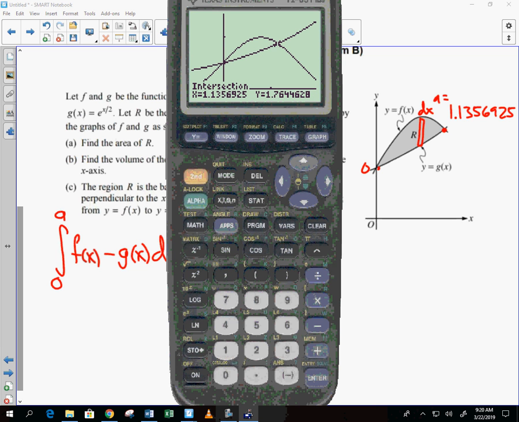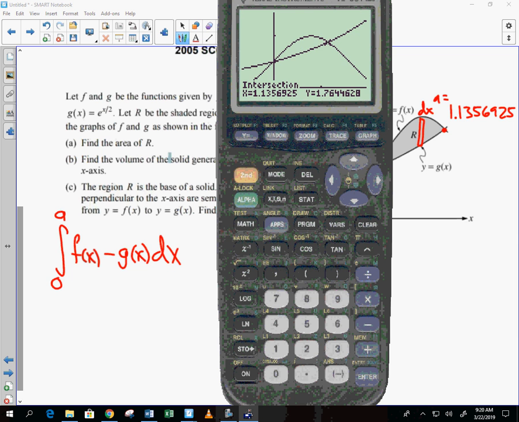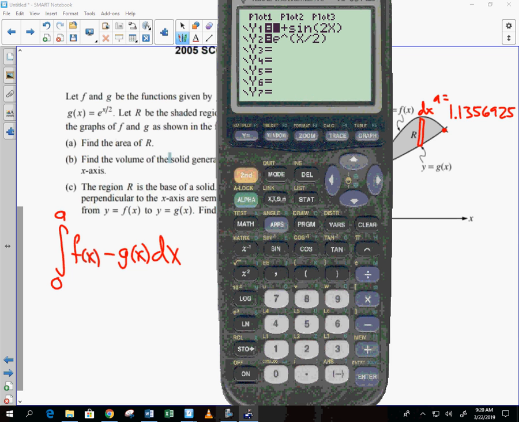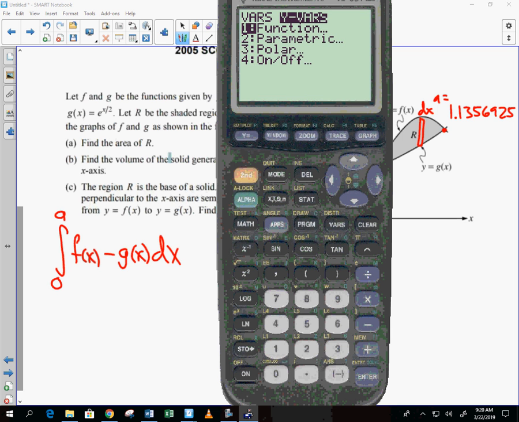Everybody good there? Okay, then I actually have to calculate this. Now that I have this in my calculator, I'm going to go y equals, take that guy off and that guy off. I'm going to go down here, and I'm going to do bars, y1 minus bars, y bars.